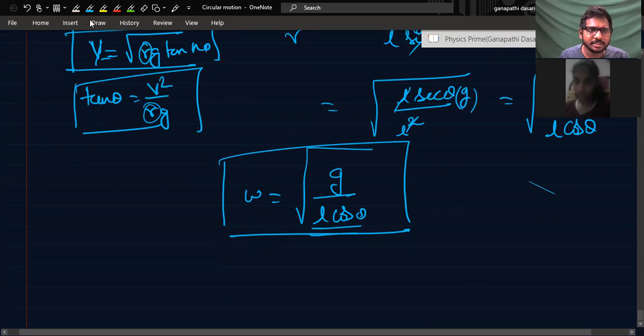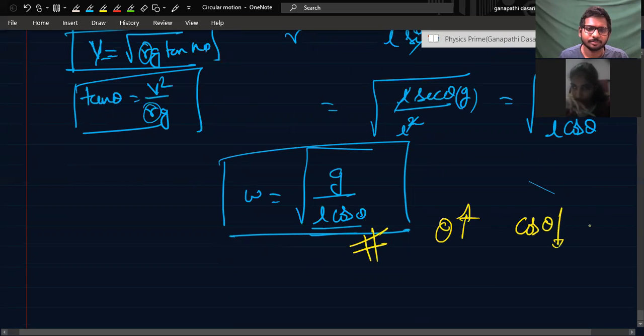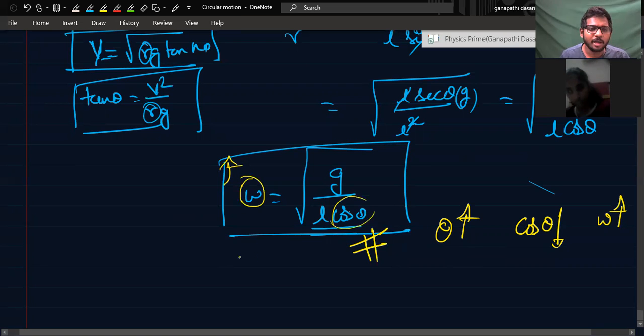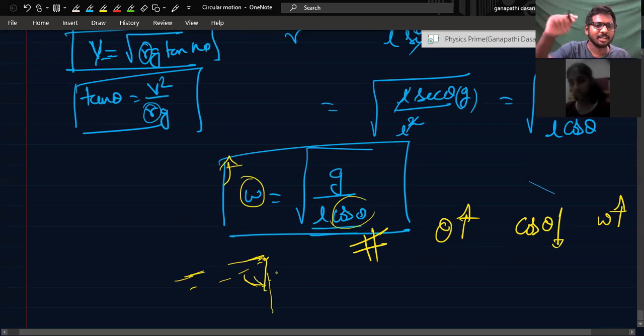From this one observation you can make. What is that observation? If theta is increased, cos theta will decrease, right? Cos theta is inversely related to omega, so if cos theta is decreased, omega will increase. Omega will increase means what? If you are rotating it with a higher angular speed, this angle will increase, right? You know this practically. The more the angular velocity increases, the theta of rotation will increase.